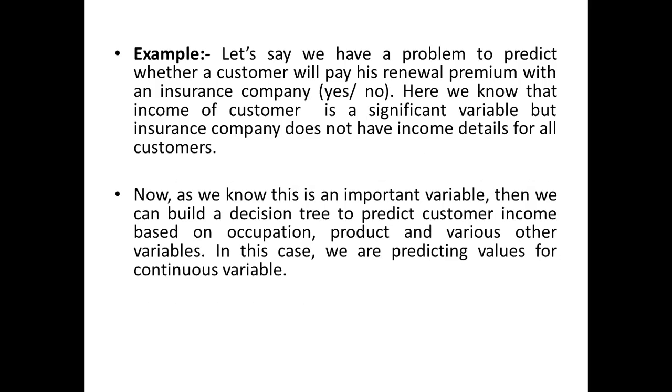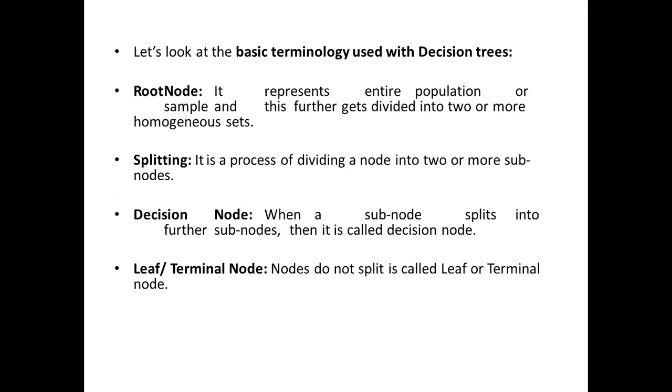For example, say we have a problem to predict whether a customer will pay his renewal premium with an insurance company, yes or no. Here we know that the income of the customer is a significant variable, but the insurance company does not have income details for all customers. As this is an important variable, we can build a decision tree to predict customer income based on the occupation, product, and various other variables. In this case, we are predicting values for a continuous variable.